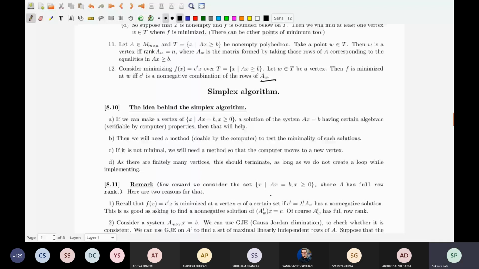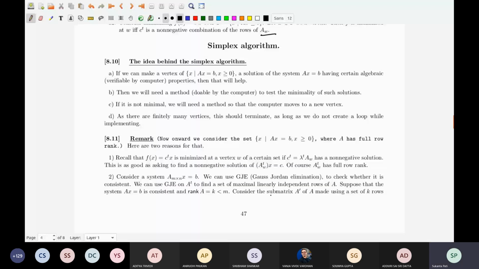So from now on, we will be considering sets where A is an m by n matrix and rank A equals m. So it has full row rank. Now why are we doing this? Like I said, if somebody has given you a system Ax equal to b, and it's a consistent system, what is the point of having some superfluous equations in there? The physical set will not change.